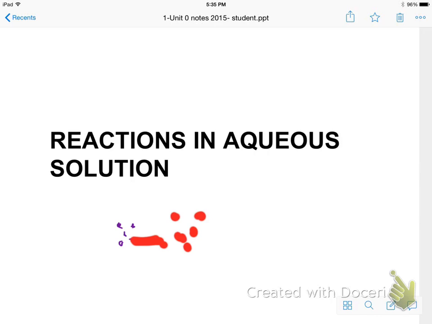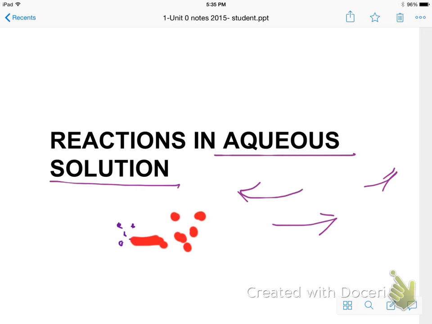So once they get dissolved, now I have these ions that can move freely in this liquid, and I can have reactions. So most reactions, or an awful lot of reactions, occur in solution, and specifically they occur in aqueous solutions, which means when they're dissolved in water.